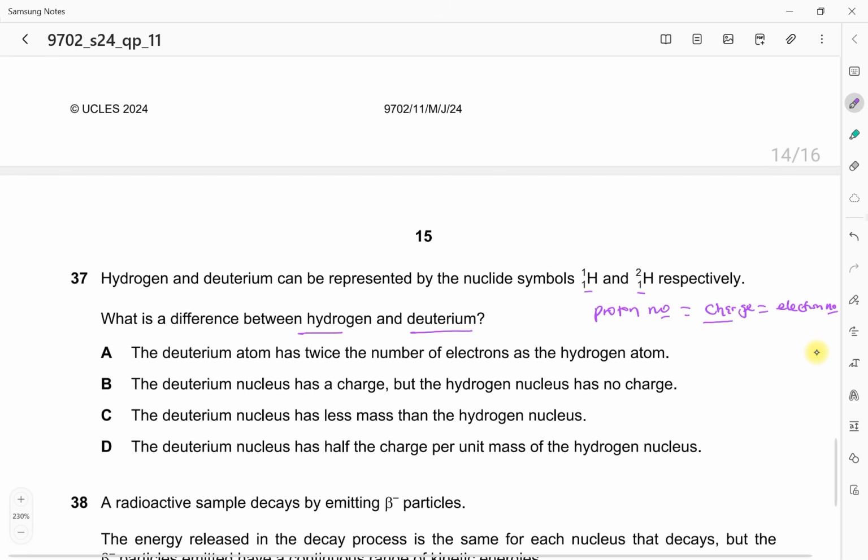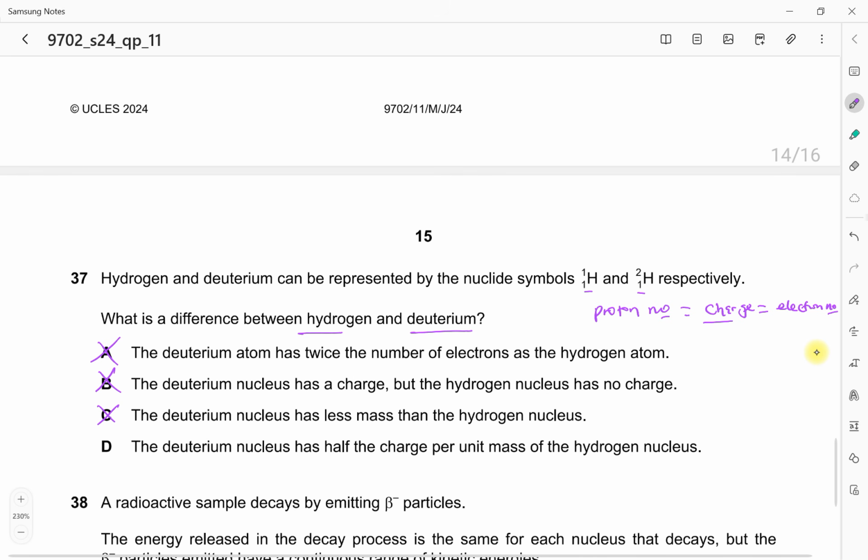So let's see, the deuterium atom has twice the number of electrons as that of the hydrogen atom. That is not true. They have the same number of electrons. Deuterium nucleus has a charge, but the hydrogen nucleus has no charge. They both have the same charge, because they have proton number 1. Deuterium nucleus has less mass than hydrogen nucleus. These ones have the same, approximately the same mass.